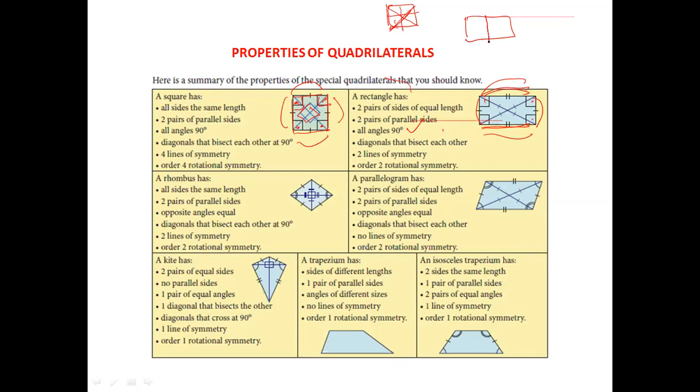The first one is vertical. When you draw the vertical line and fold it, these parts are equal to each other. And also horizontal: when you draw the horizontal straight line and fold the two parts, they are exactly equal. So, order 2 rotational symmetry.